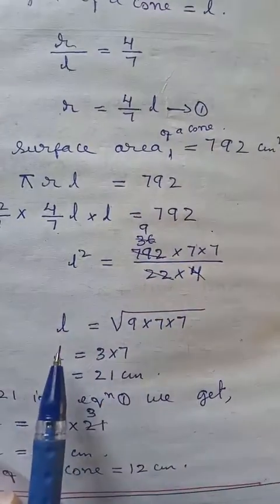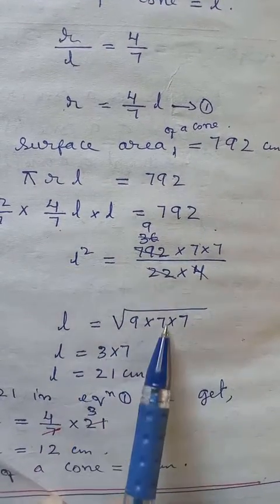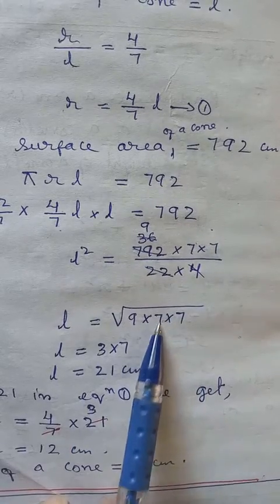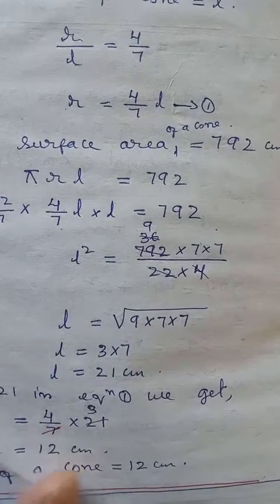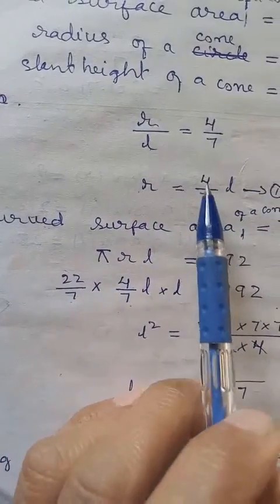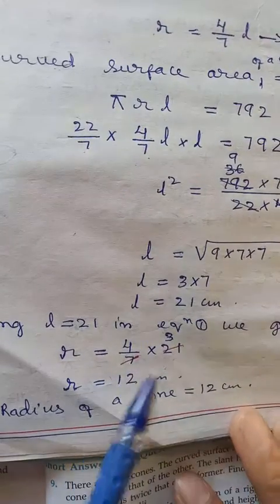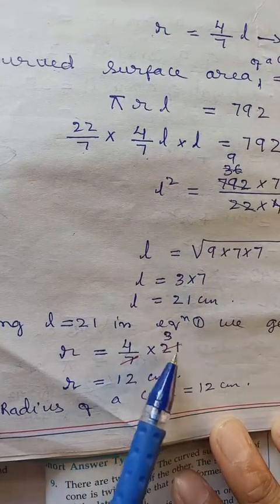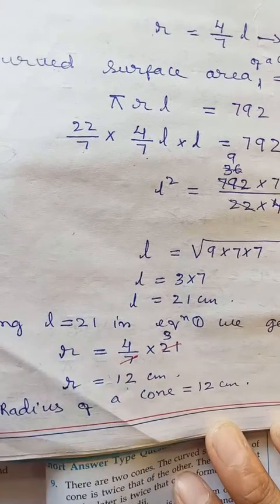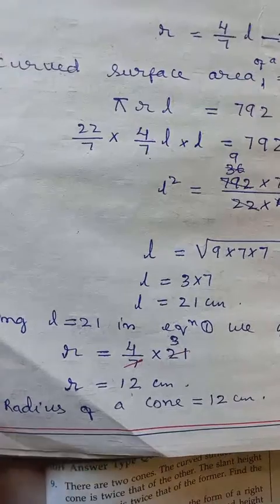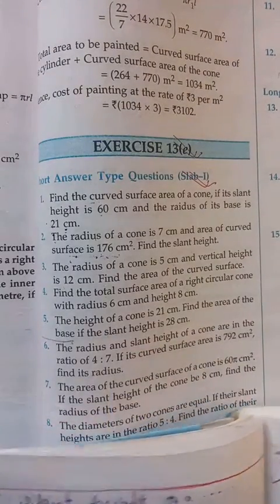So here we have to get only L. We can put square root that side. Square root of 9 will be 3. Square root of 7 and 7, we take out 7. So L equals 21. Then to get the radius, we have to replace here 4 by 7 L. Okay. So 4 by 7. Then instead of L, we put 21. So 7 divides 21, we have 3. 3 into 4, 12. So the radius of the cone is 12 cm. We want only the radius, so that is enough.